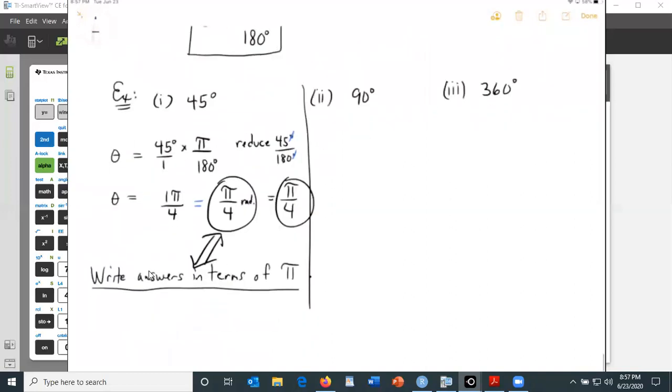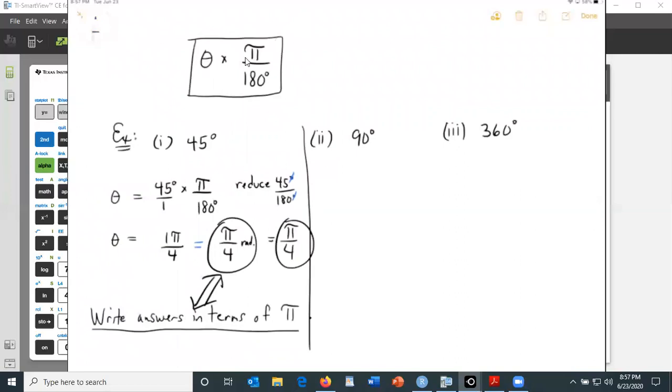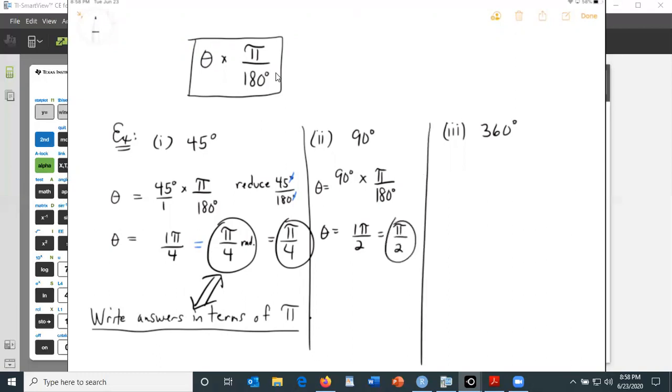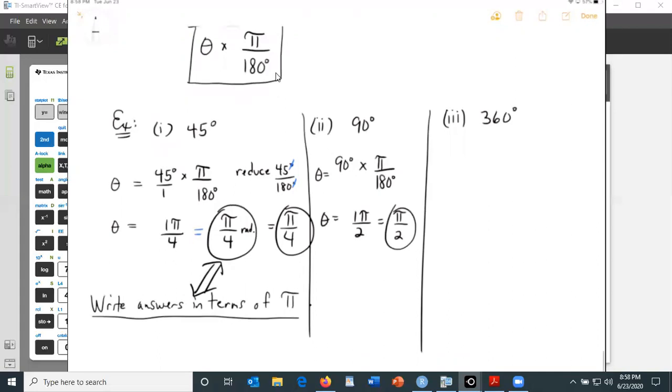All right, number 2, let's do 90 degrees. So again, we just multiply the angle by pi over 180. So theta equals 90 times pi radians over 180 degrees. And you notice that 90 and 180, that's a half, right? So that gives me 1 pi over 2. You don't have to write the 1 there. If you know it's a 2 in the denominator, you can just write it as pi over 2. So pi over 2 radians is equivalent to 90 degrees.